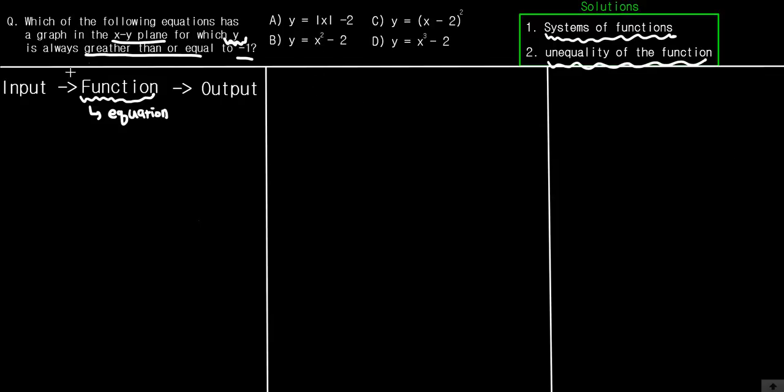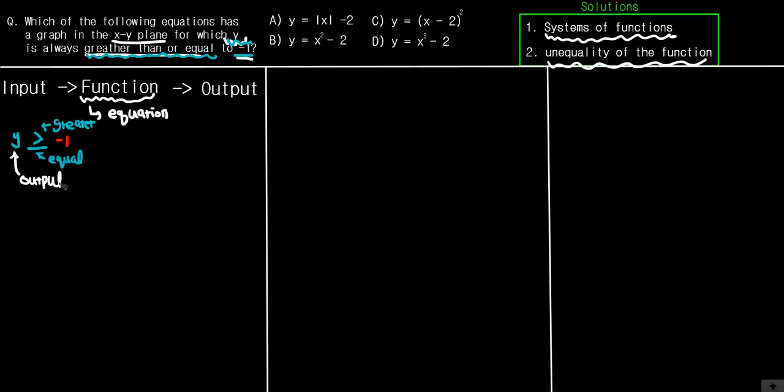And let's think about the inequality using this greater than or equal to -1. The question said the y value should always be greater than or equal to -1. This is the sign that we use for equal, and this is the sign that we use when something is greater or less. For this question, the y value should always be greater than or equal to -1. We know that the value of y is going to be the output of our function.